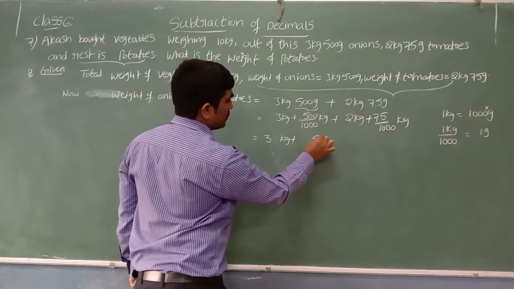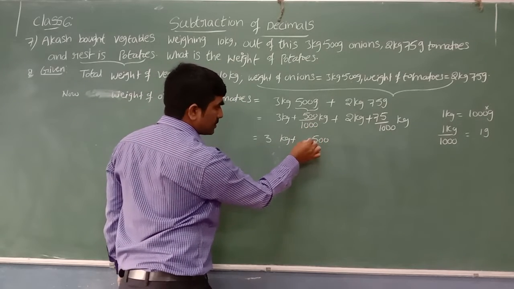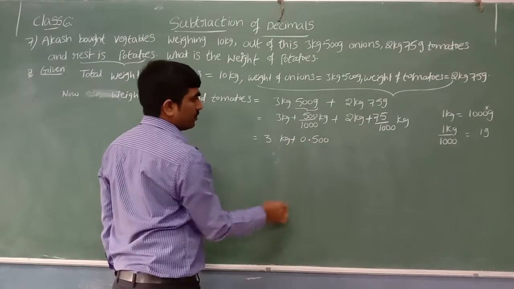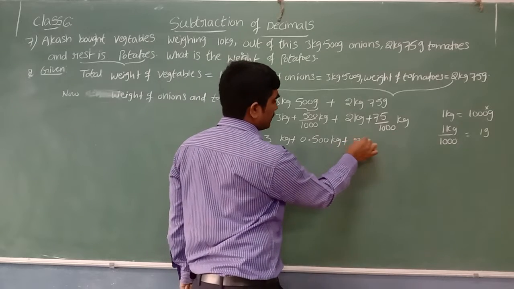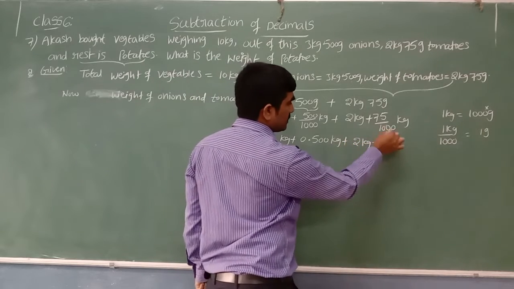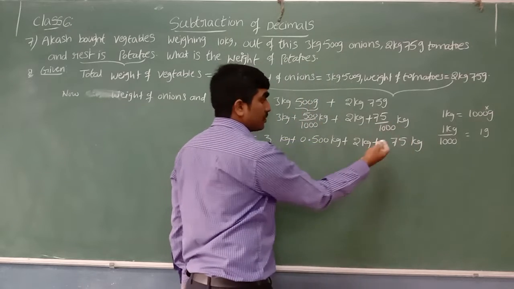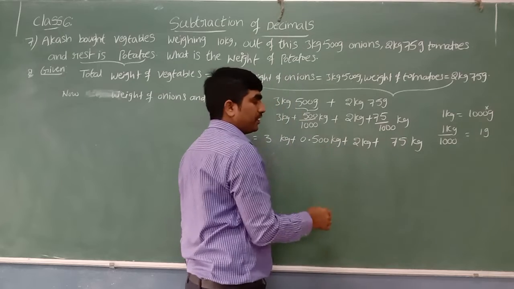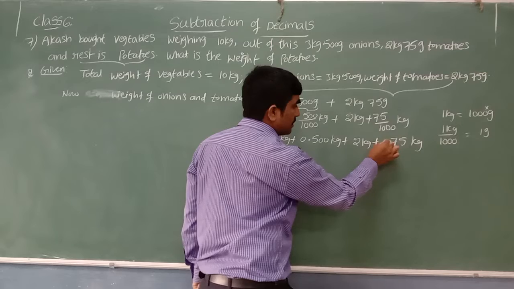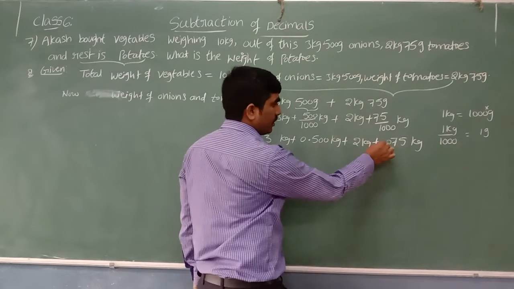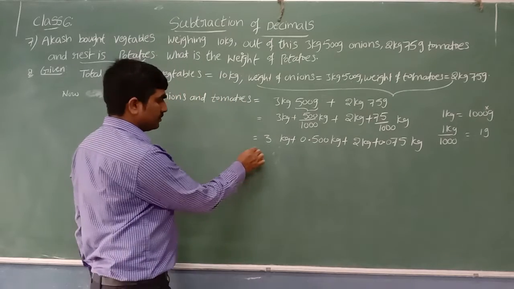500: in the denominator we have 3 zeros, so make it 3 digits before the decimal point. If there is no other part, 0 kg plus 2 kg. Then 75: in the denominator we have 3 zeros, so make it 3 digits before the decimal point. We have only 2 digits, so take one more 0. Now from the back onwards, 3 digits before you can keep a decimal point, and before the point, if there is no number part, 0. Now all this we need to add.